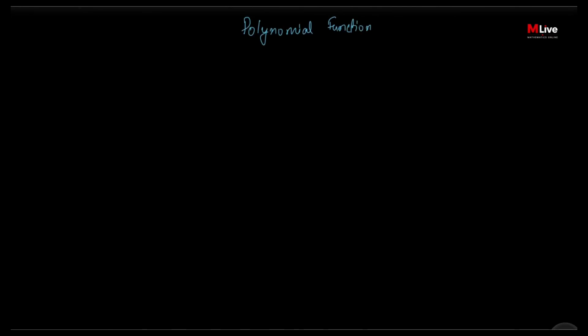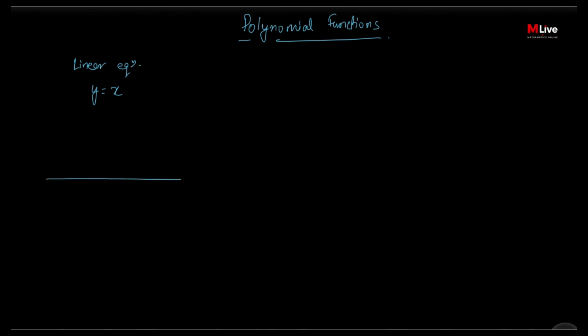Hi friends, let's see what we will be learning today. So the first part of learning how to make graphs is to understand different functions, and we will start with polynomial functions. What are these polynomial functions? These are basically some kinds of equations which will have terms like y, x, z, etc. And we will start with the linear equation, which is y equal to x.